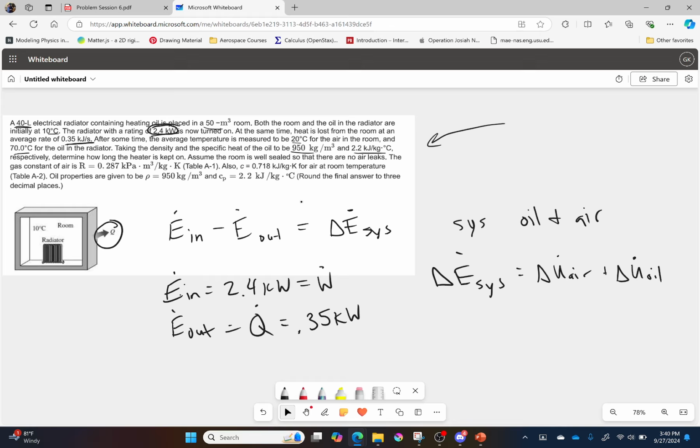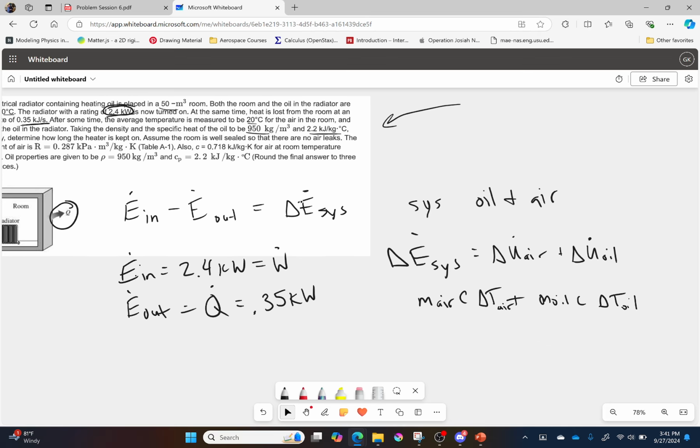Now, if we're having specific heats in here, and it gives a lot of specific heats, we can write this out even further. So we can say, okay, well, mass of air times C delta T plus mass of oil times C delta T. I need to make sure that's air right here, and that's oil right here. Beautiful. Would be equal to it.